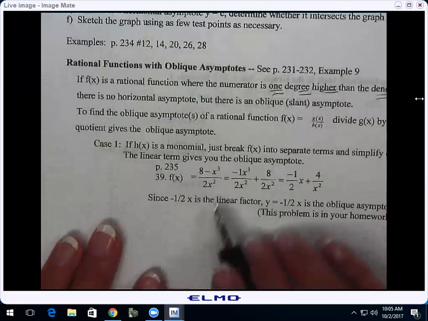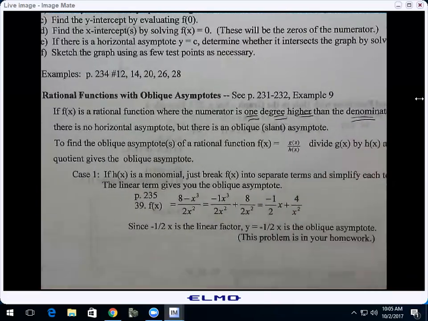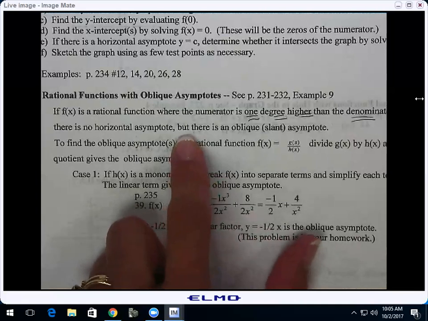Now, if I divide any rational function, if I divide x to the 4th plus other terms by x cubed plus other terms, if I actually do that division, what degree will my quotient be if I divide an x to the 4th by an x cubed? It'll be first degree. Or if I divide a 10th degree by a 9th degree, it's going to be first degree. When you divide and get that first degree function, that linear function is your oblique asymptote. That's what the rest of that sentence says.